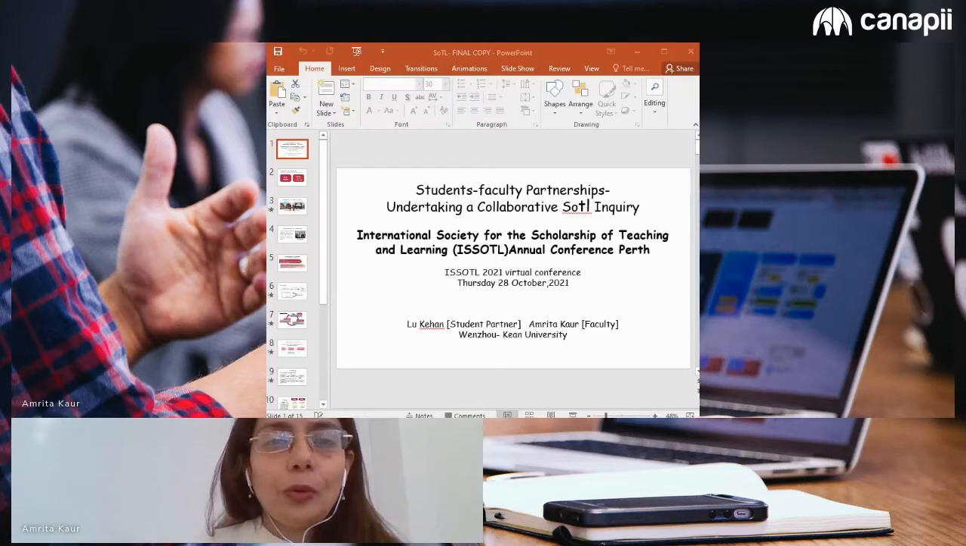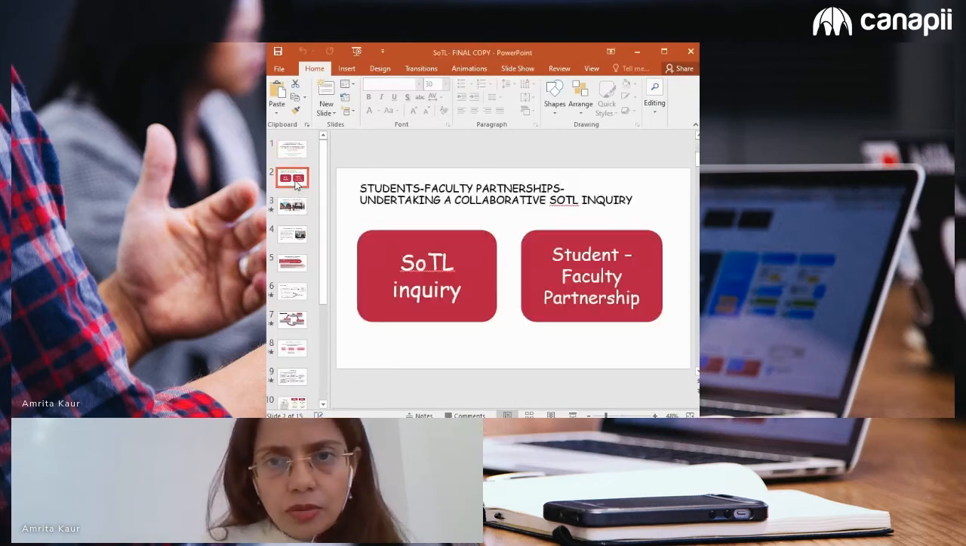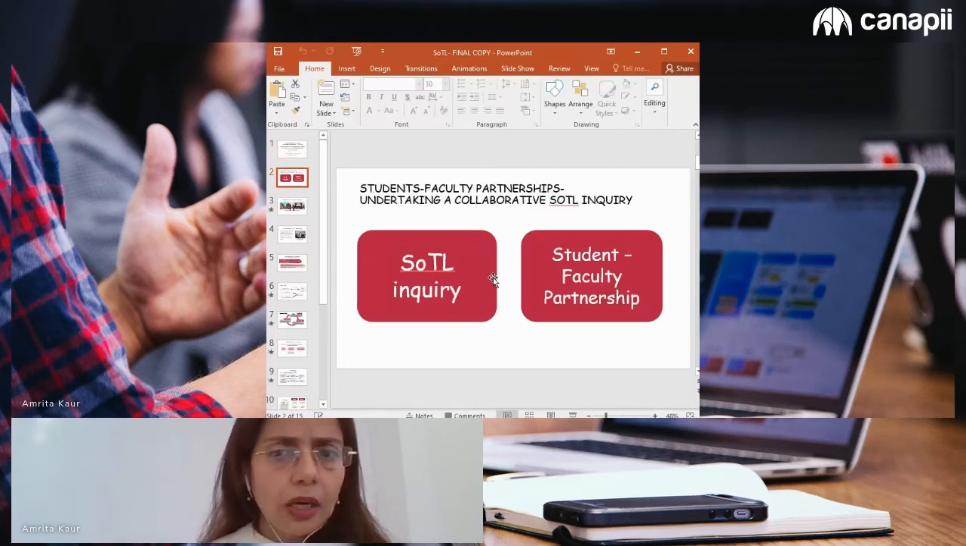So hello, everyone. I know that we have very little time, so I'll try and be concise in sharing our SoTL research. The title of our research is Student-Faculty Partnership: Undertaking a Collaborative SoTL Inquiry. The title does not reflect the topic of investigation because our focus is more on how the collaboration happened.